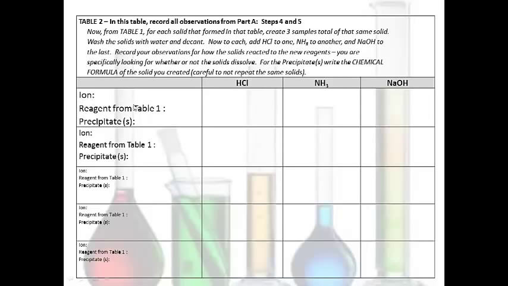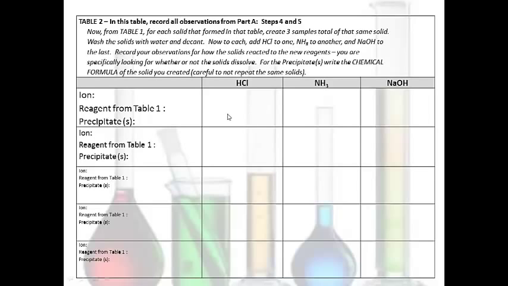So with our example, it was iron chloride. So let's just pretend that that's a solid, and that was one of our solids from the other table. The ion would be iron. Reagent from table 1 would be the hydrochloric acid, and then our precipitate would be iron chloride. So then you try to redissolve it.